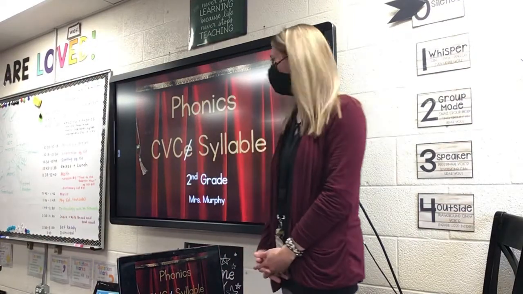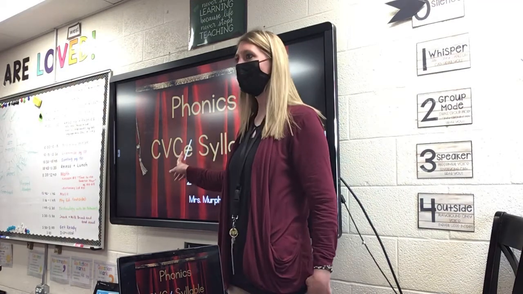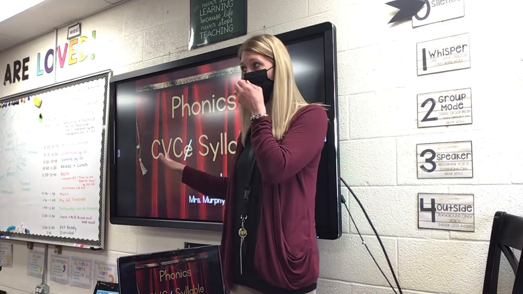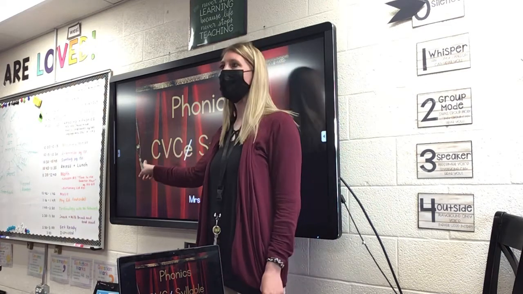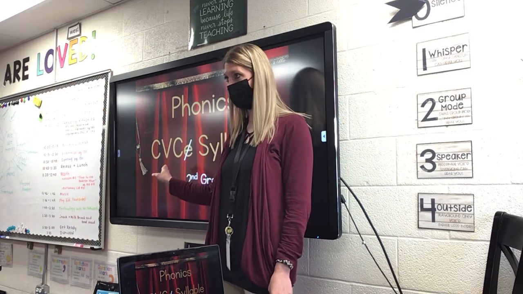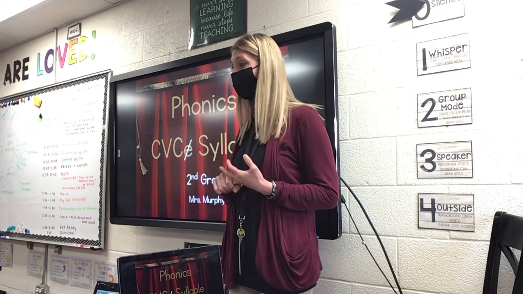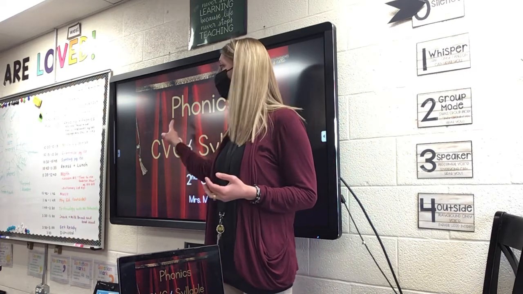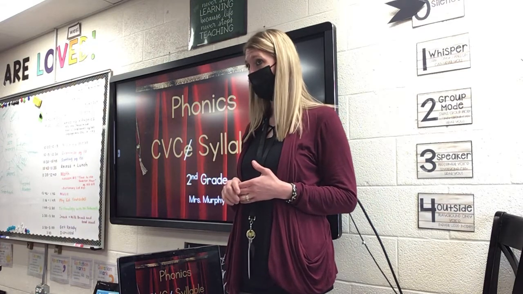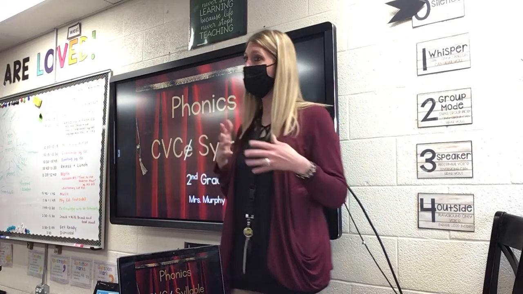This week in phonics, we are going to learn about the CVCe syllable. Now, we have kind of done this before. A C means a consonant, then a vowel, and then a consonant, and then a bossy or silent E at the end that jumps over to make that vowel long. And we're going to talk about the syllables. So we might have more than one syllable.